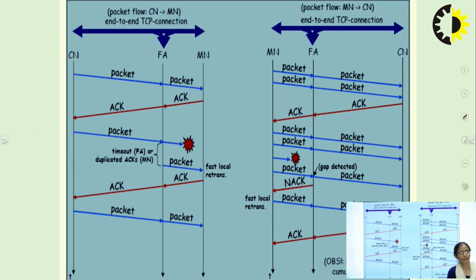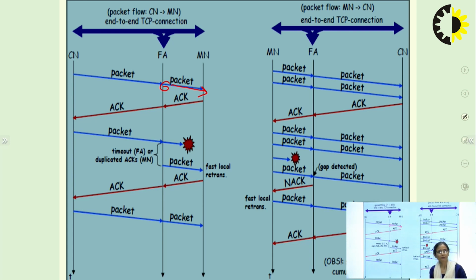Now the packet flow. What happens if the packet flow is from CN to MN? End-to-end TCP communication is there and the foreign agent is here. So the CN will send the packet, FA will snoop the packet. It finds that this is a data packet and not an acknowledgement packet. It will forward the packet to the mobile node. Now the mobile node will send the acknowledgement to FA. It will again snoop the acknowledgement packet and comes to know, okay, MN has received the packet, and it will send the acknowledgement to CN.